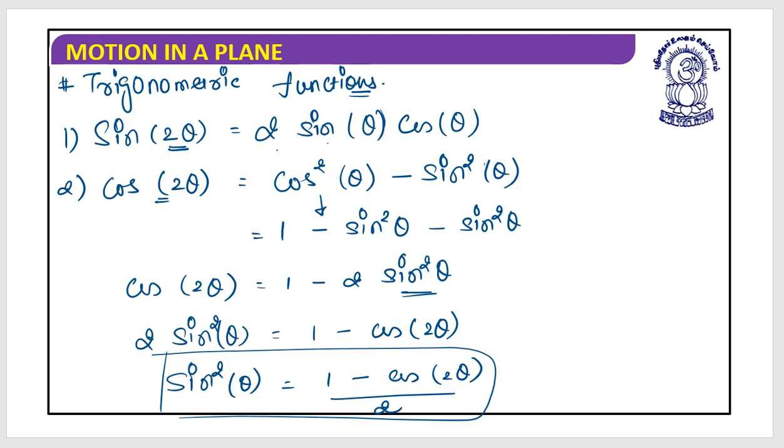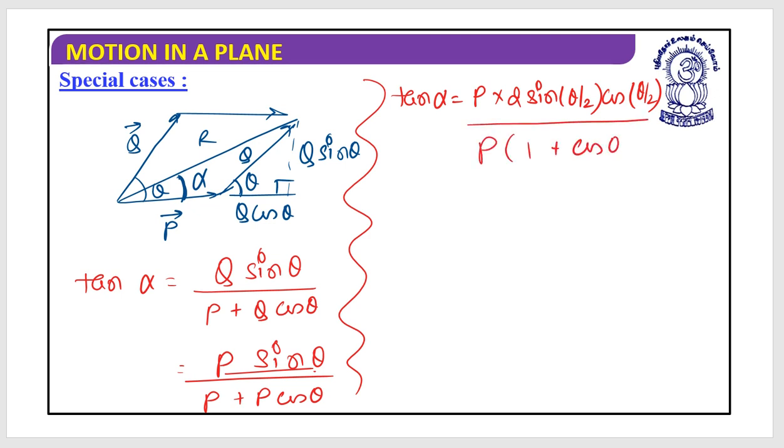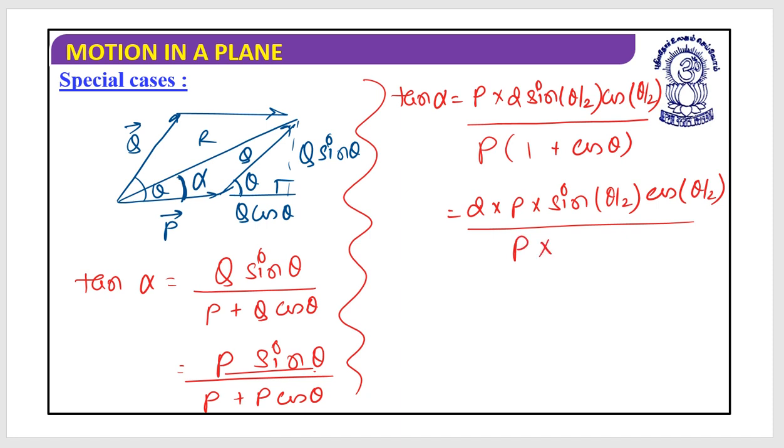Shall I go back to that? Yes. Look at this. It's a sine of a double angle. So what I can write is 2 into sine of half of the angle into cos of half of the angle. So I can write the same thing. It's p multiplied by sin theta. That means it can be written as 2 sin theta by 2 into cos theta by 2, divided by p into bracket 1 plus cos theta. So if I solve this, it's 2 into p into sin of theta by 2 into cos of theta by 2, divided by p into 1 plus cos theta.